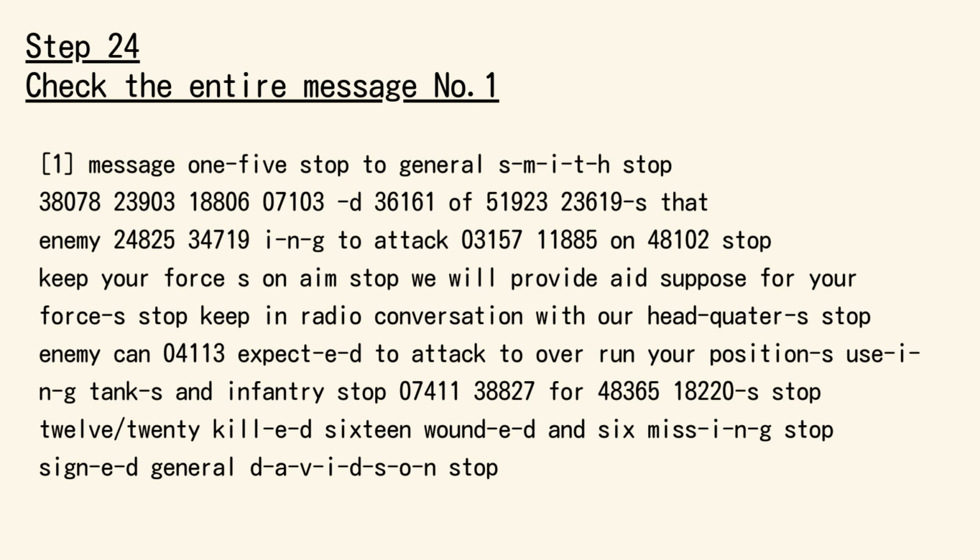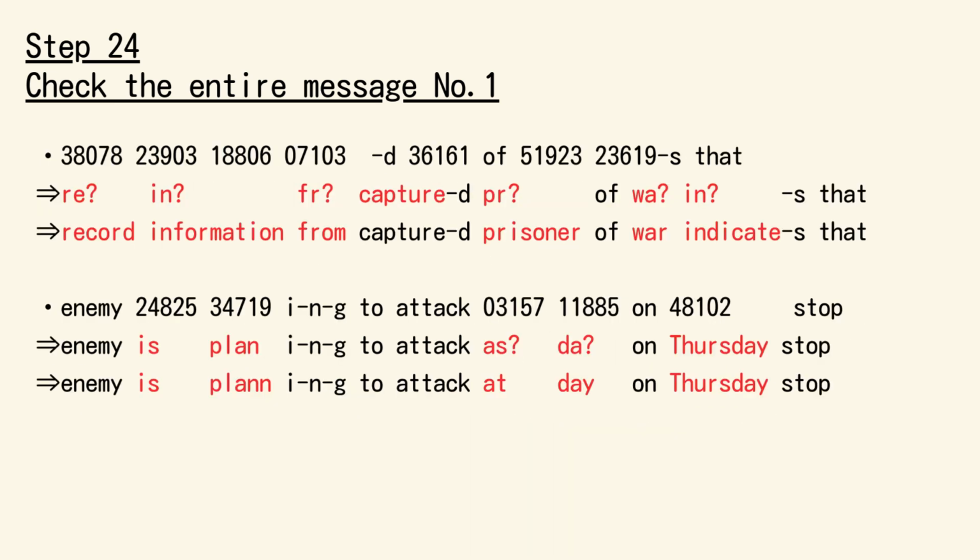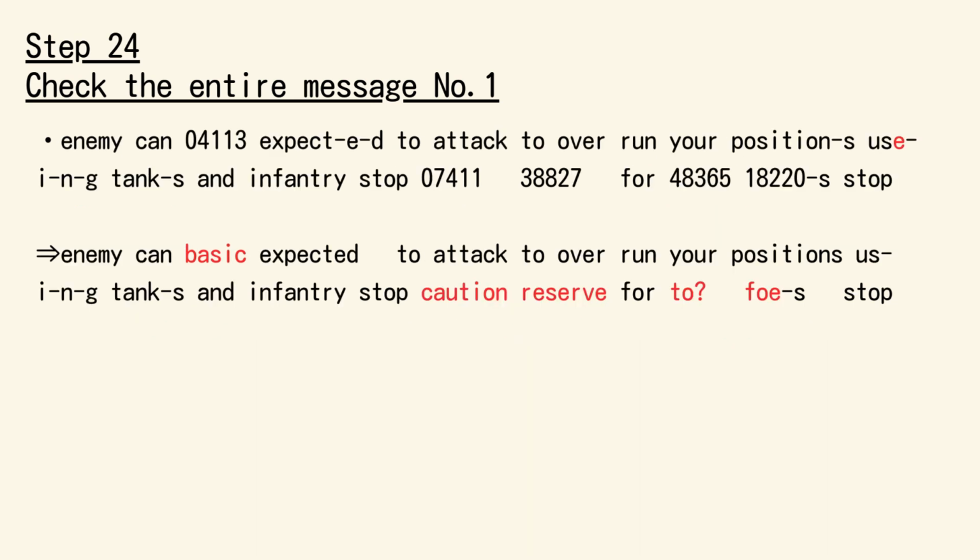Step 24. Check the entire message number 1. Please pause the video if necessary. "Record information from captured prisoner of war indicates that enemy is planning to attack at day on Thursday, stop. Enemy can basic expected to attack to overrun your positions using tanks and infantry, stop. Caution, reserve for 2 foes, stop."